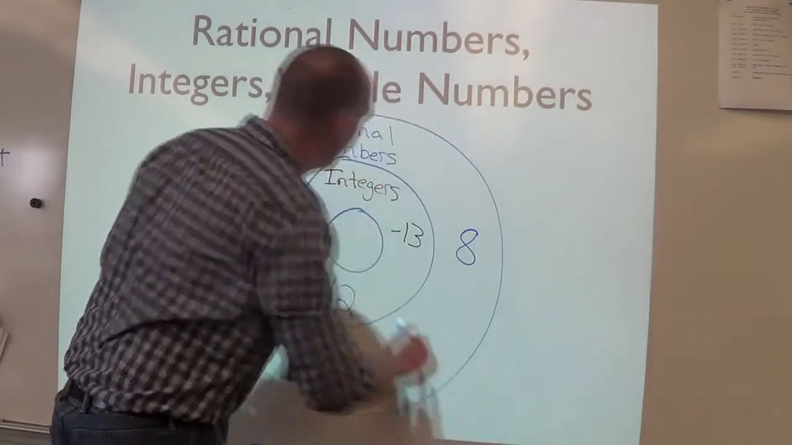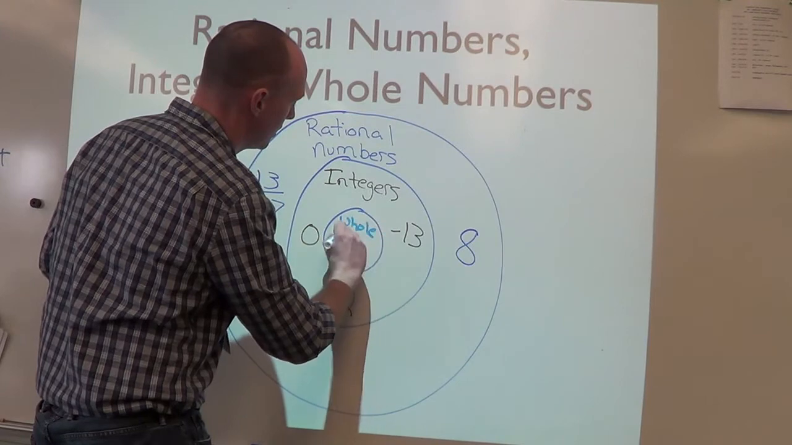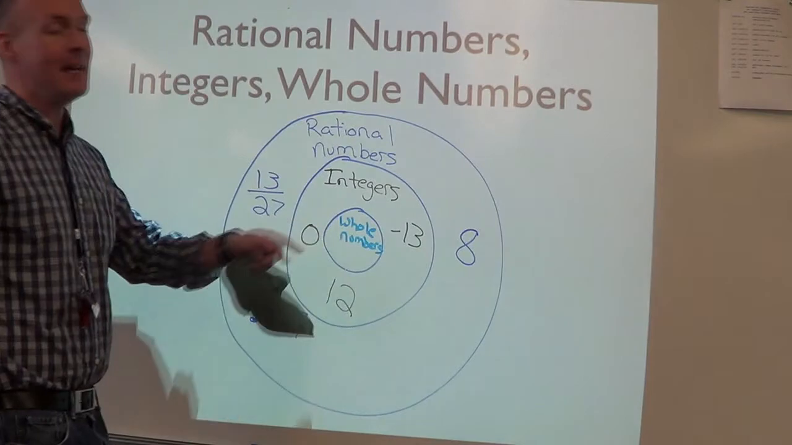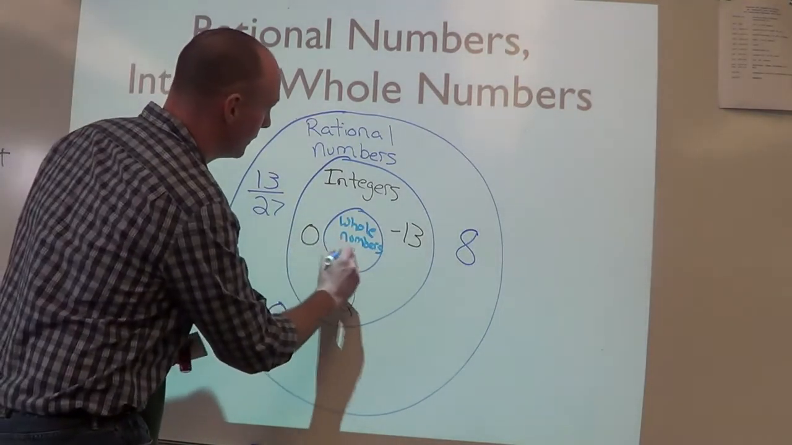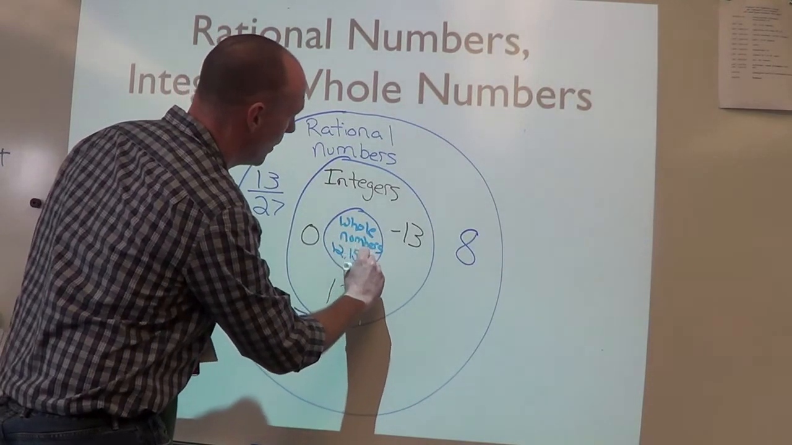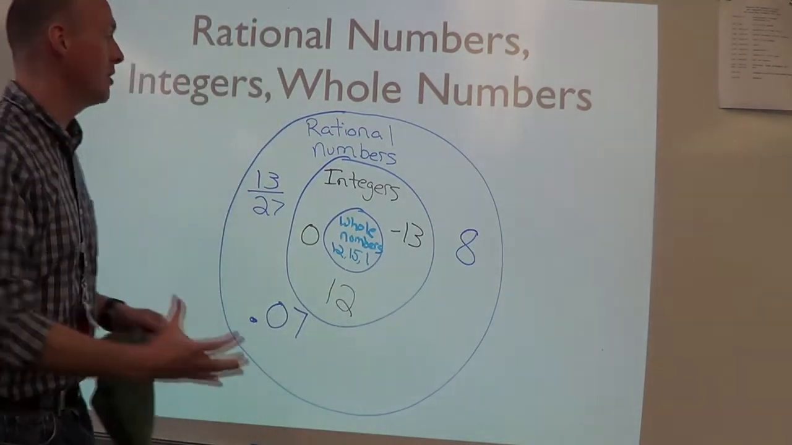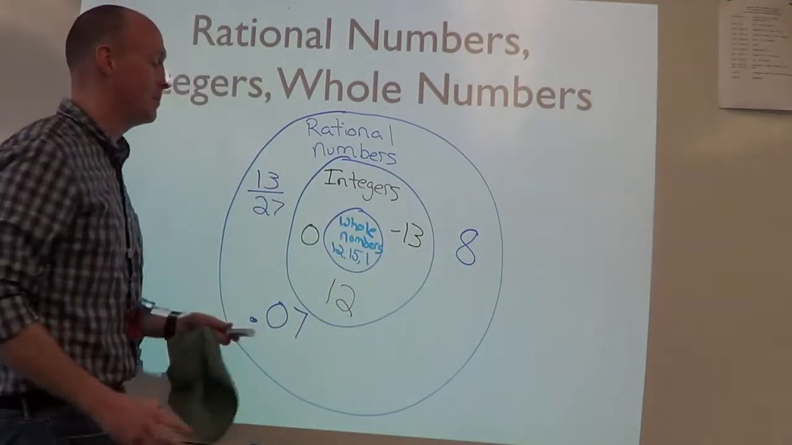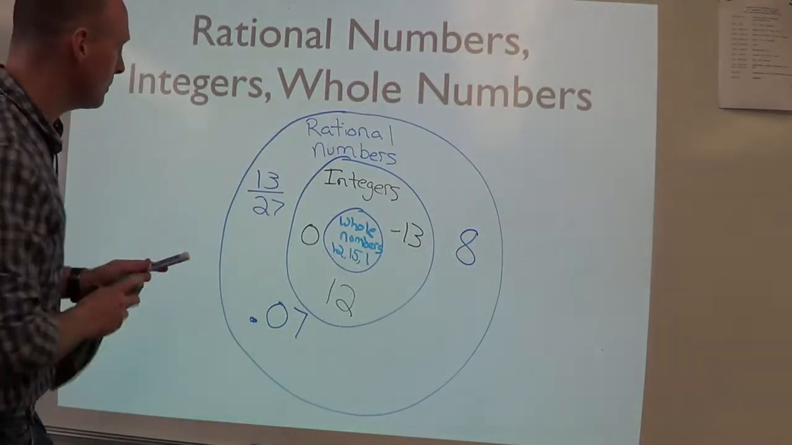So, in your middle, I want you to label whole numbers. And then give me 3 examples of whole numbers. I will give 12, 15, and 1. Whole numbers, positive numbers. Those are our whole numbers. So as you can see, rational numbers are the biggest set. Integers are our next biggest set. Whole numbers are the smallest set. Those are our positive numbers.